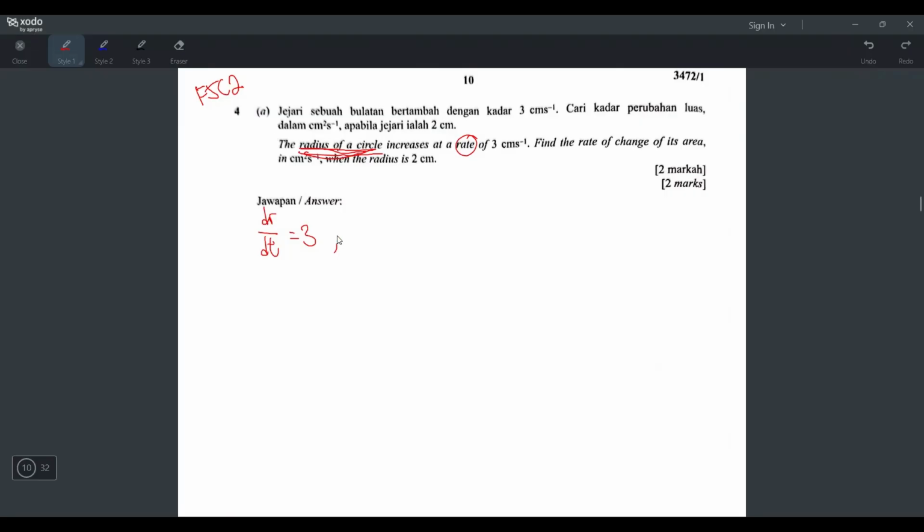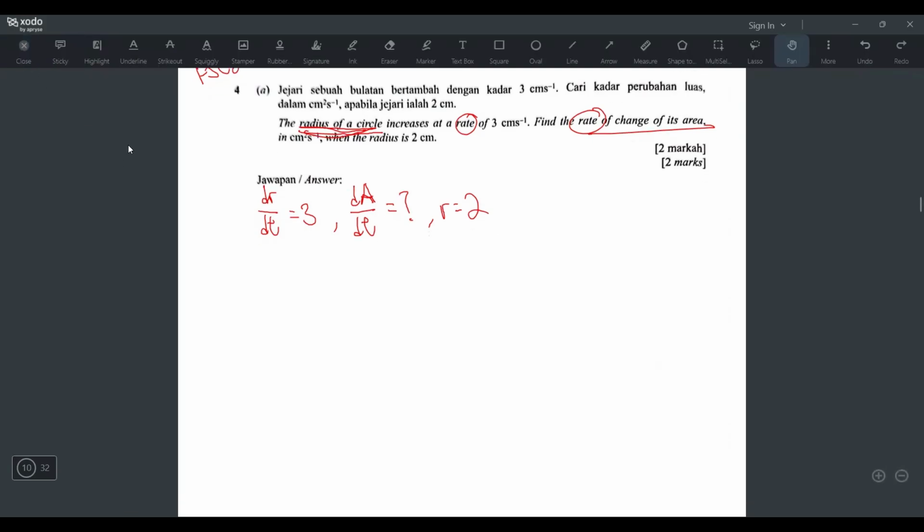Okay, and then find the rate of change. Oh, rate again, so over dt, but this time it is the rate of area. So I can use big A to represent the area of the circle, and it equals question mark, because this is the final answer. We need to find this. And then when the radius is 2 cm, just write r equals 2 like that. Okay, I'm done writing all the information down.